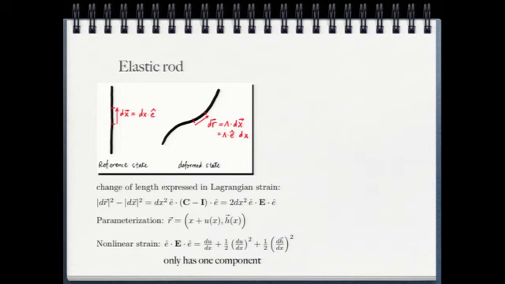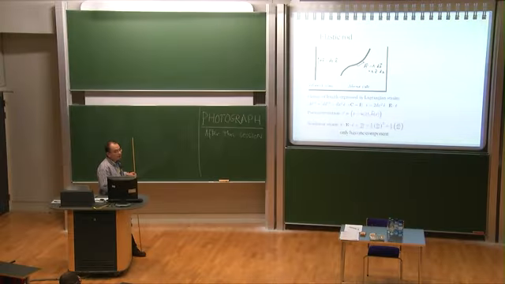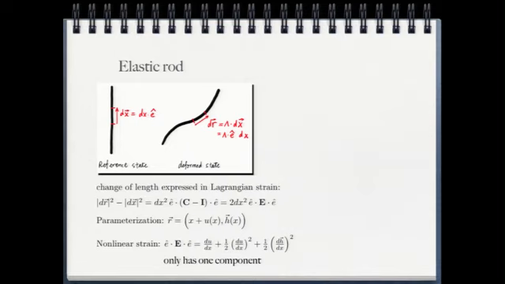Now the elastic energy must be a function of the change of distance. This is essentially a solid, so the distance between mass points determines the elastic energy. Let's express this change of distance. We know that it can be expressed in terms of the Lagrange strain tensor, which is C minus 1 divided by 2.